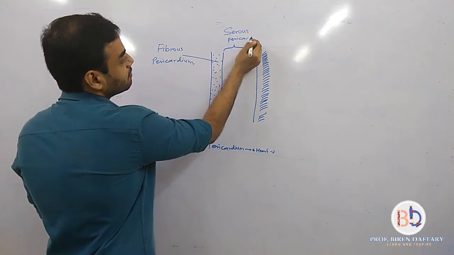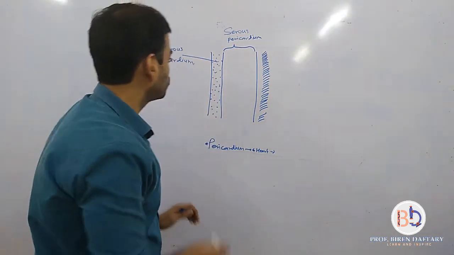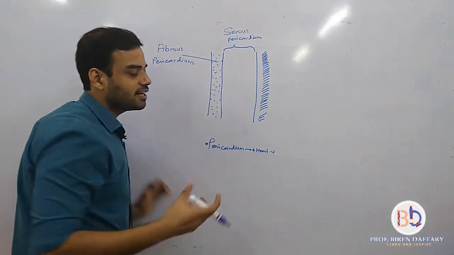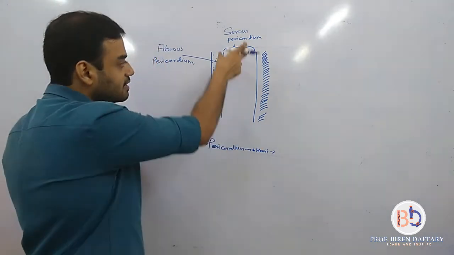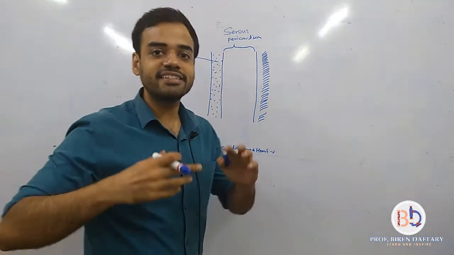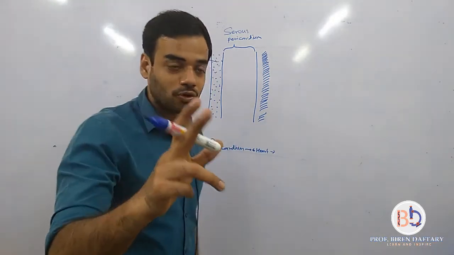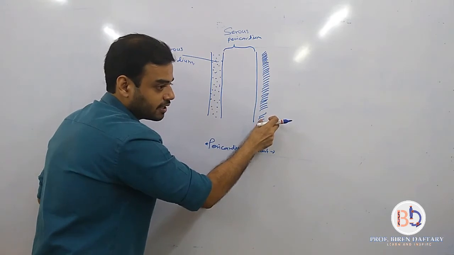See, very, very simple. Fibrous means very, very strong. So this outer wall of the pericardium is a very, very strong layer. That is why it is called fibrous pericardium. This inner part of the pericardium is soft, so it is called serous pericardium. Now, your heart is over here. This is the heart. Okay.